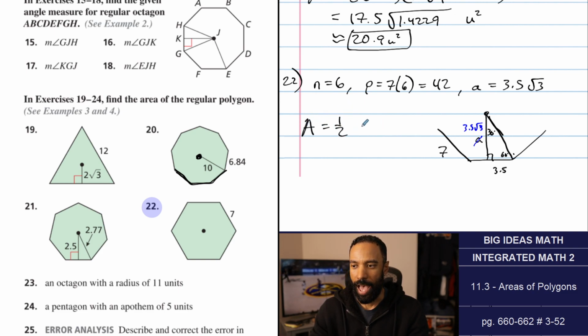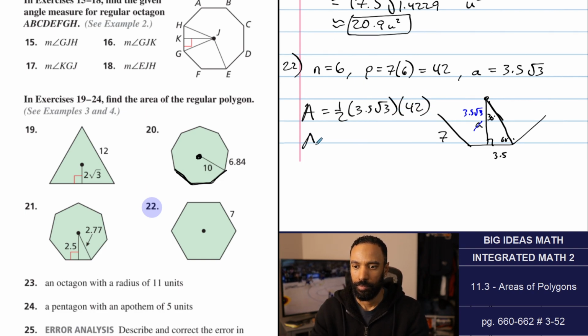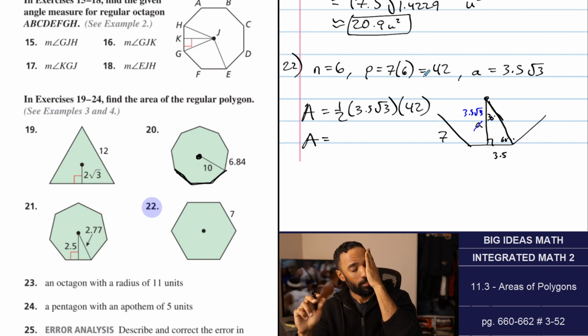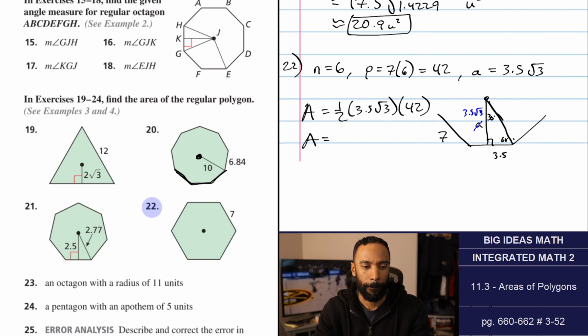Area is 1/2 apothem times perimeter. Half of 42 is 21. 21 times 3.5 is 73.5, I think. Let's see. Times 3.